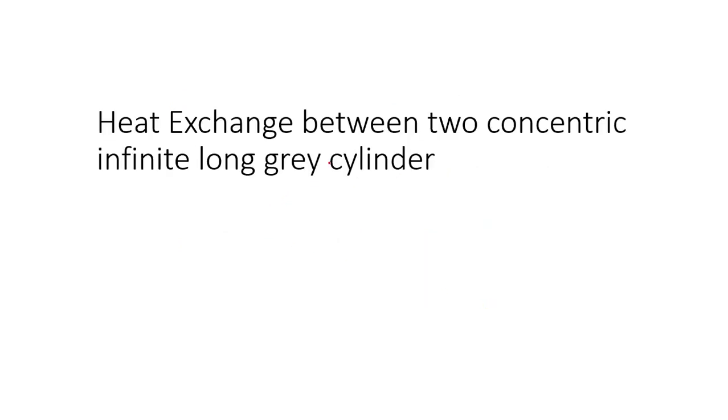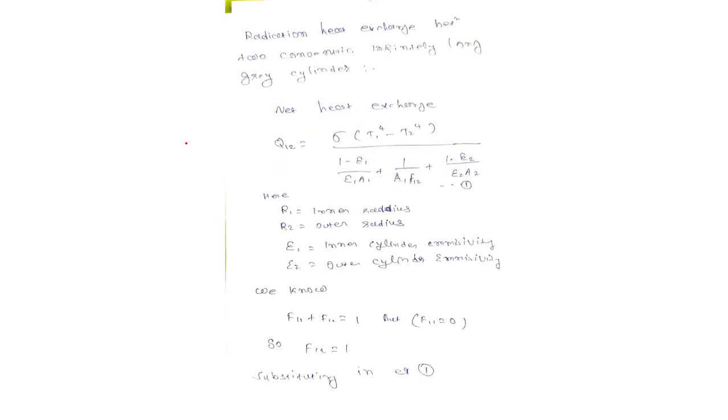Now we are discussing the second theory. It is heat exchange between two concentric infinitely long gray cylinders. If the surface is cylindrical, how can we calculate the heat exchange between them? So we know the equation, we already discussed, and here R1 is the inner cylinder radius and R2 is the outer cylinder radius. Epsilon 1 is the inner cylinder emissivity and epsilon 2 is the outer cylinder emissivity.